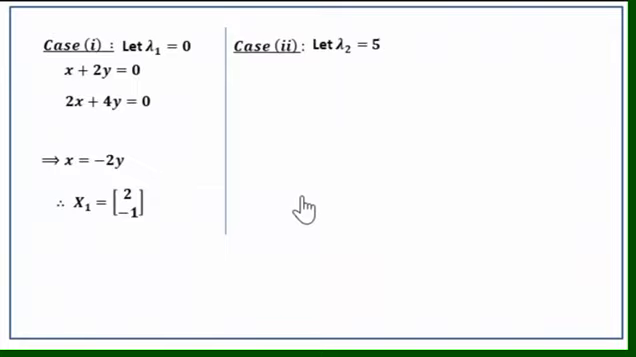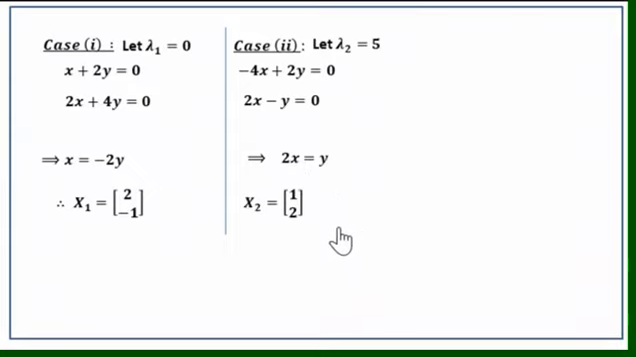Next we will take the second case, lambda equal to 5 in the homogeneous equations. Putting lambda equal to 5, we get minus 4x plus 2y equal to 0 and 2x minus y equal to 0. The second equation is 2x minus y equal to 0, or we can write 2x equal to y. Both the equations give the same, 2x equal to y. Now to find the eigenvector X2, we take x equal to 1. If x is 1, y is equal to 2 into 1, that is 2. So the eigenvector X2 is (1, 2), corresponding to the eigenvalue lambda equal to 5.